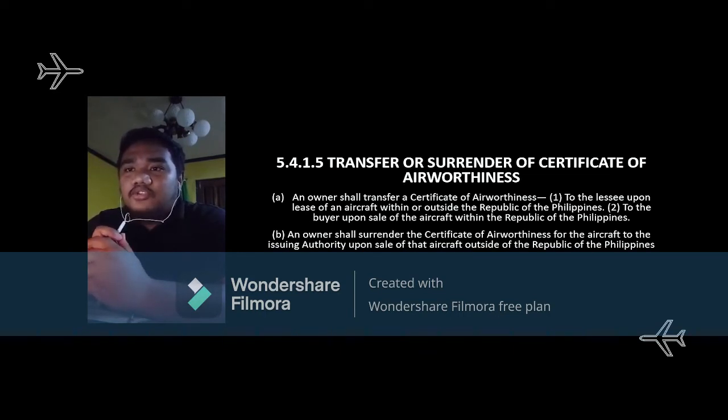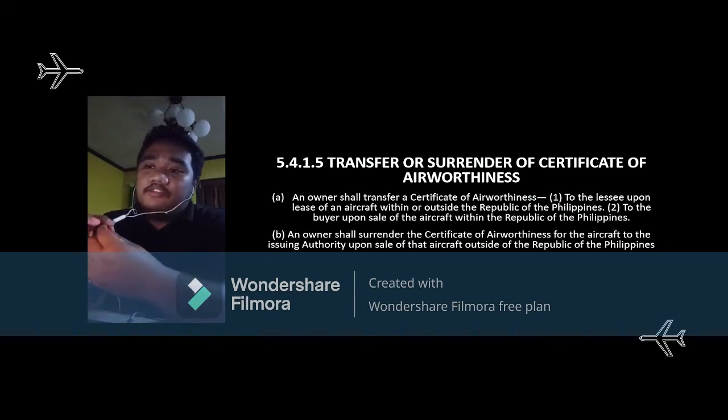Transfer or surrender of Certificate of Airworthiness. An owner shall transfer a Certificate of Airworthiness to the lessee upon lease of an aircraft within or outside the Republic of the Philippines. To the buyer upon sale of the aircraft within the Republic of the Philippines. An owner shall surrender the Certificate of Airworthiness for the aircraft to the issuing authority upon the sale of the aircraft outside the Republic of the Philippines.